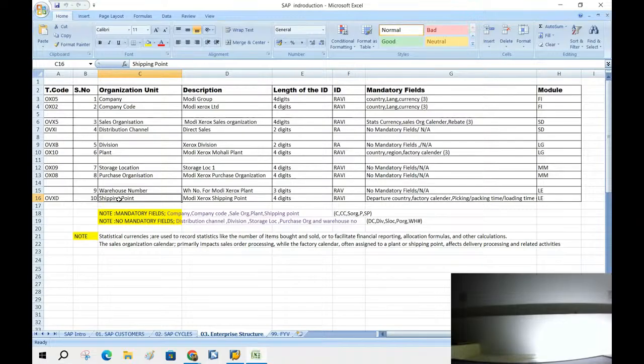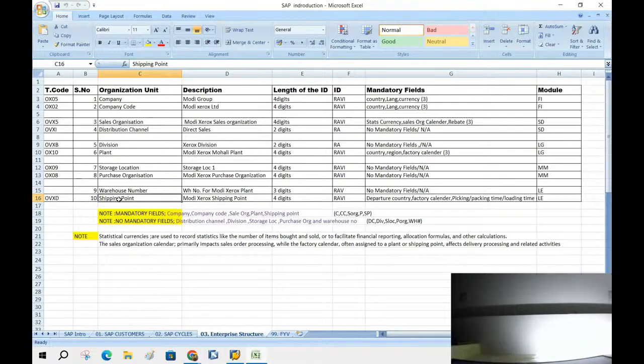Finally, what is shipping point? The exit point of your plant is called shipping point. Now, what is the exact shipping point? If I consider my house as the plant, my entrance door, exit door is called shipping point. Is it not? So, what is shipping point? The exit point of the plant is called shipping point.